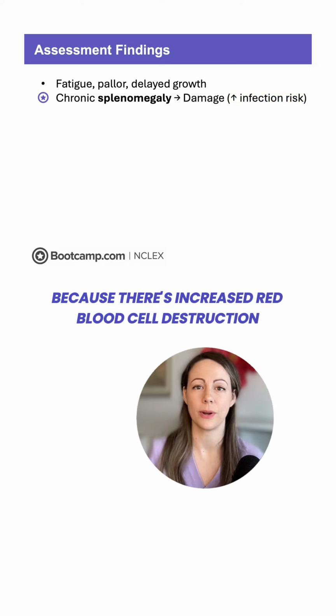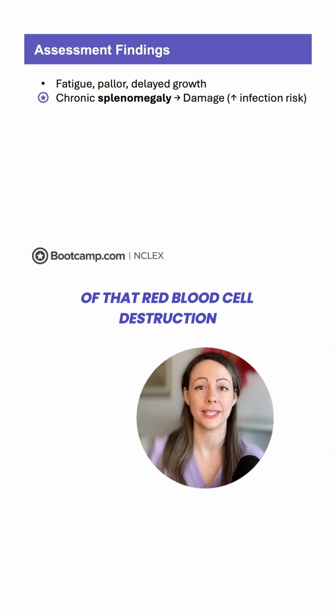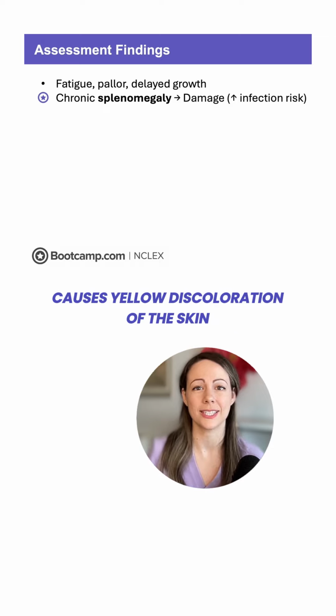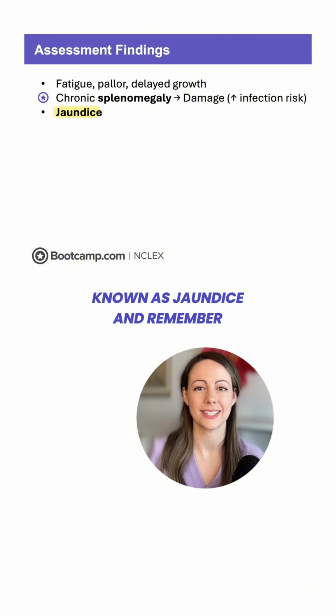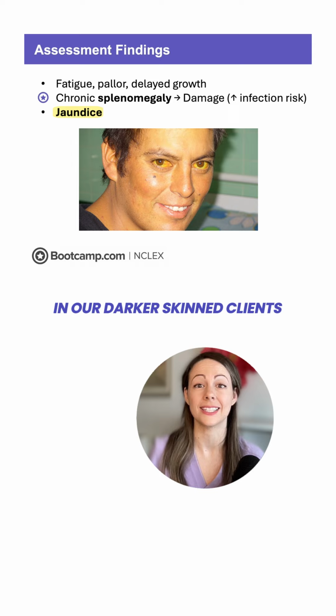Because there's increased red blood cell destruction, that leads to increased byproducts of that red blood cell destruction, like bilirubin. And increased bilirubin in the blood causes yellow discoloration of the skin, known as jaundice. And remember, jaundice is really hard to assess in our darker skinned clients.